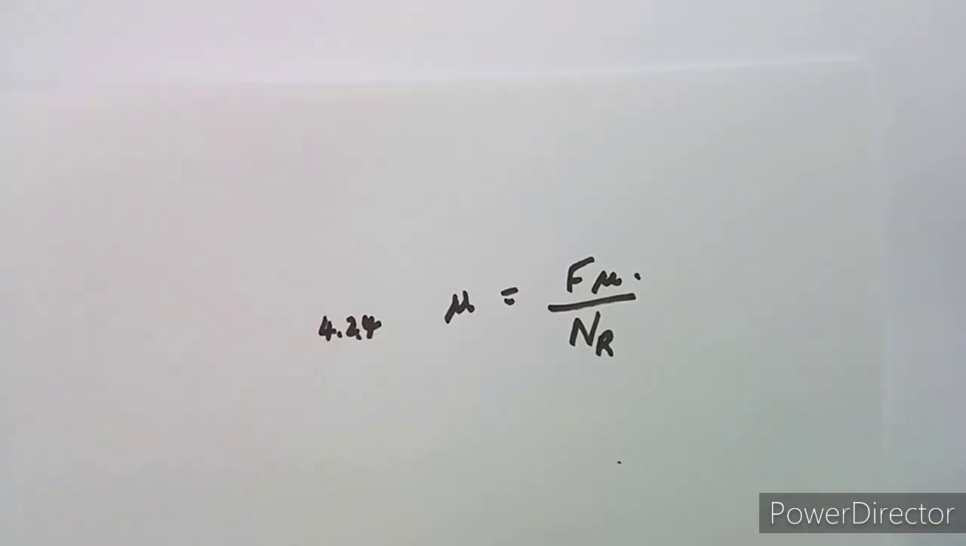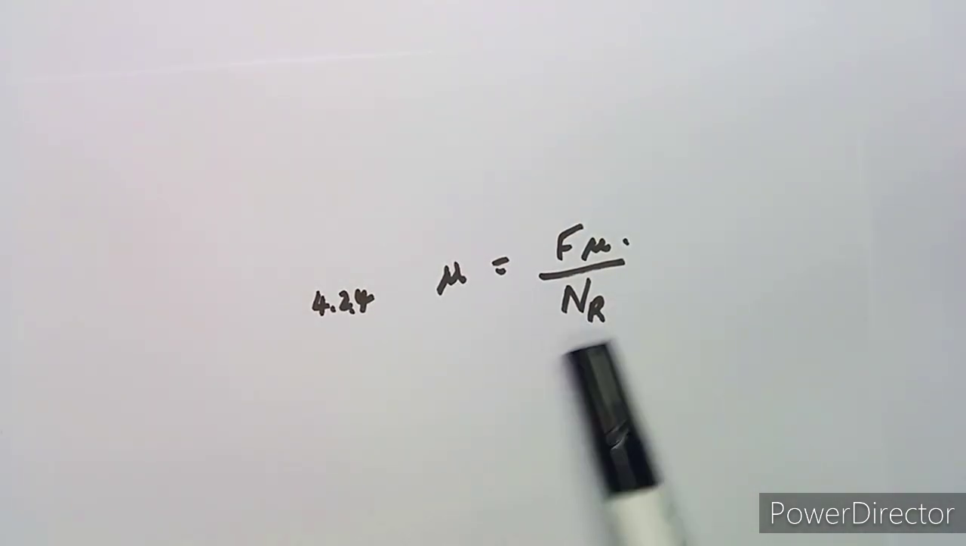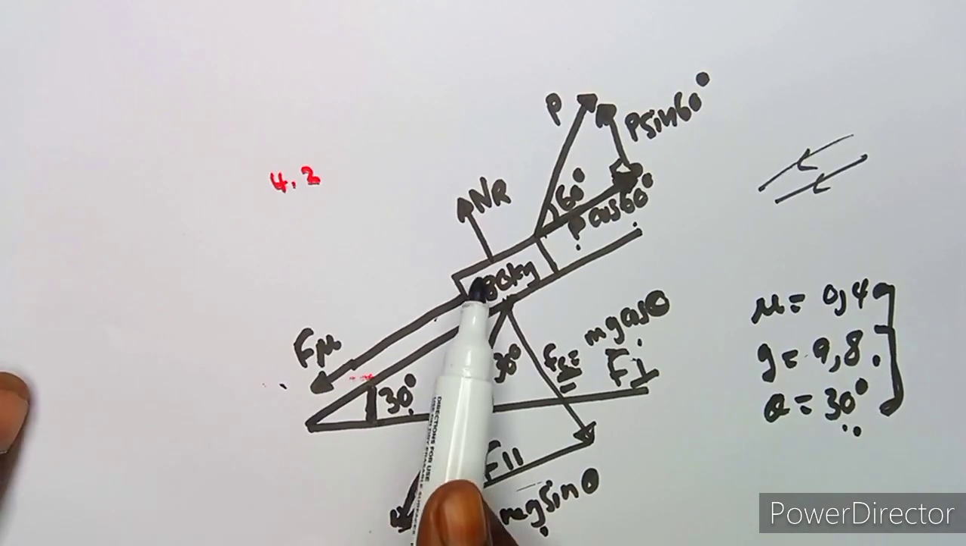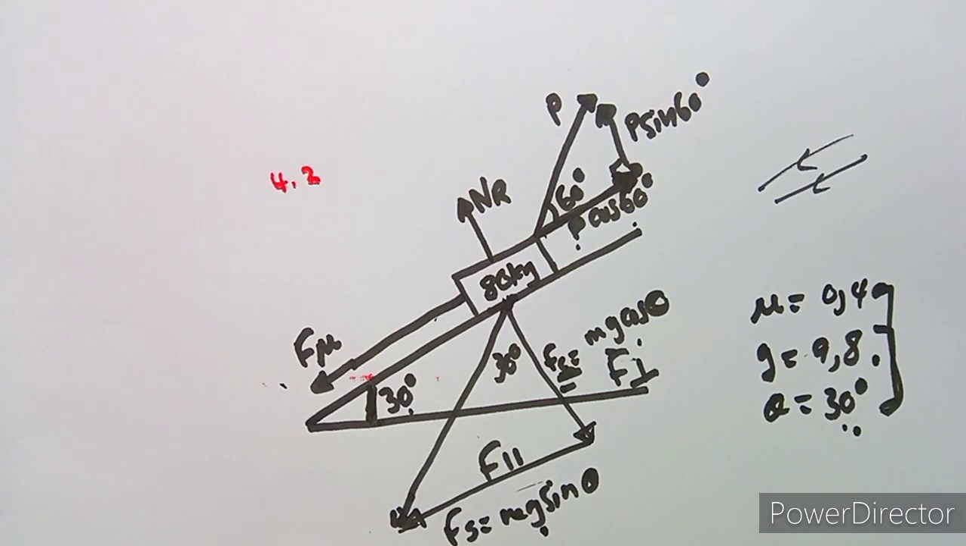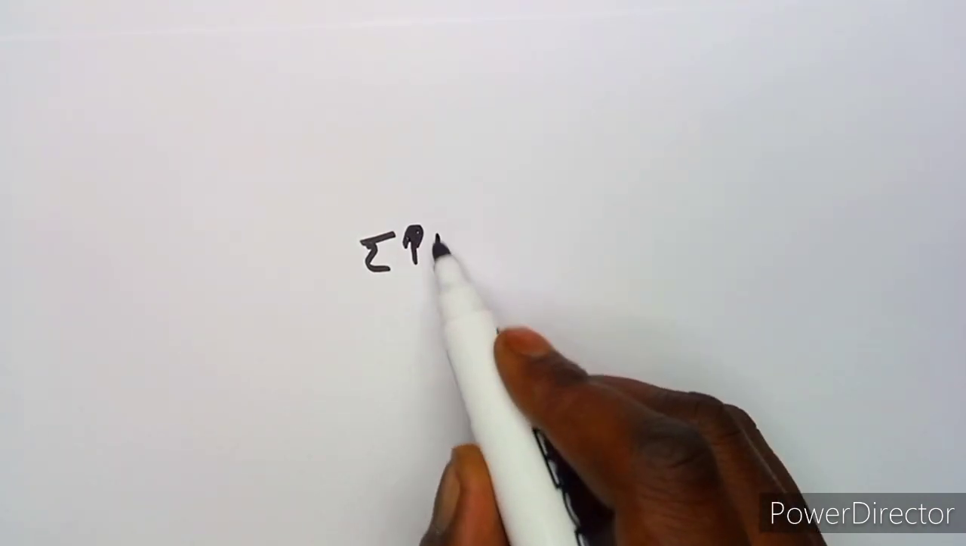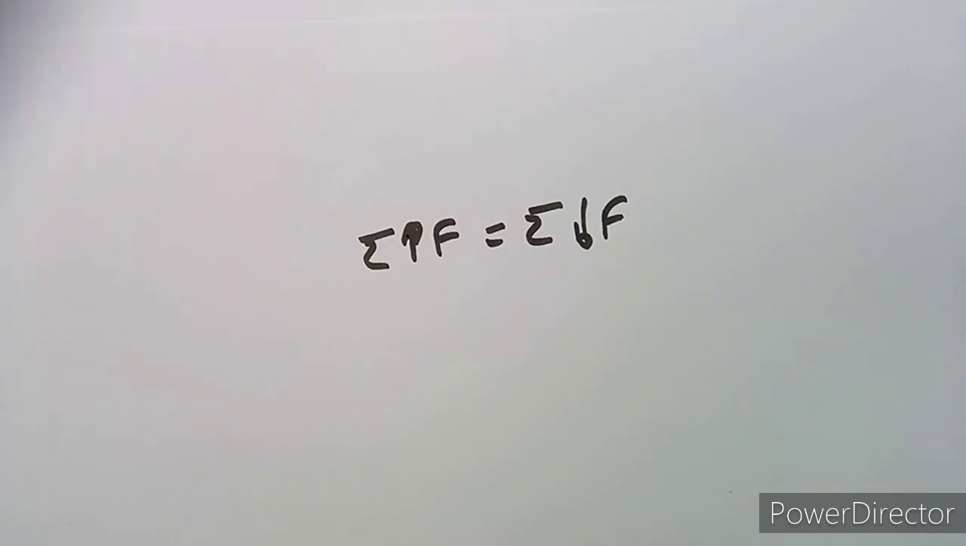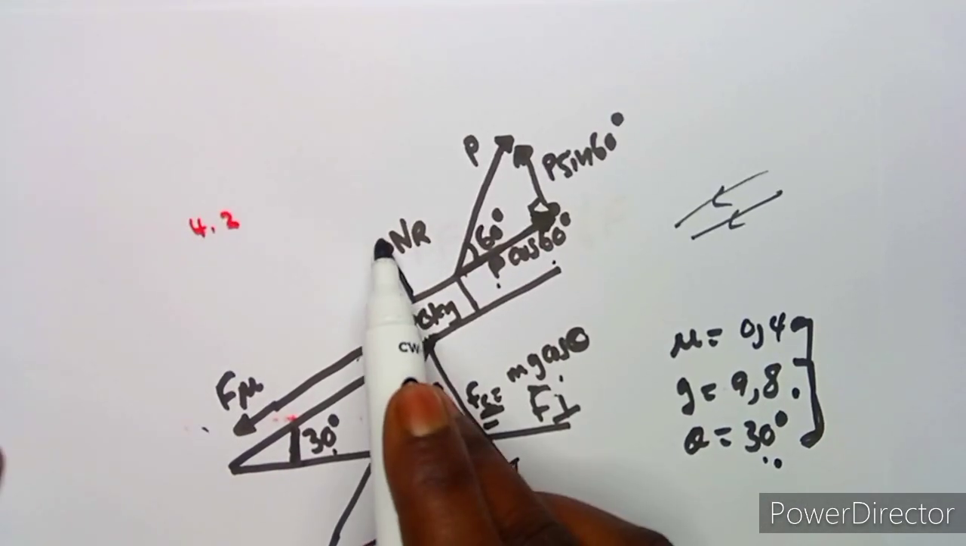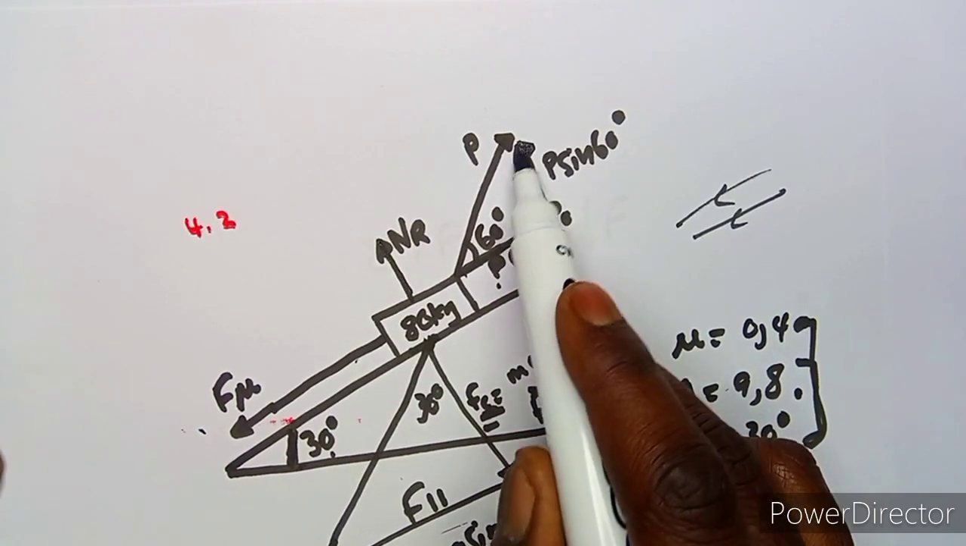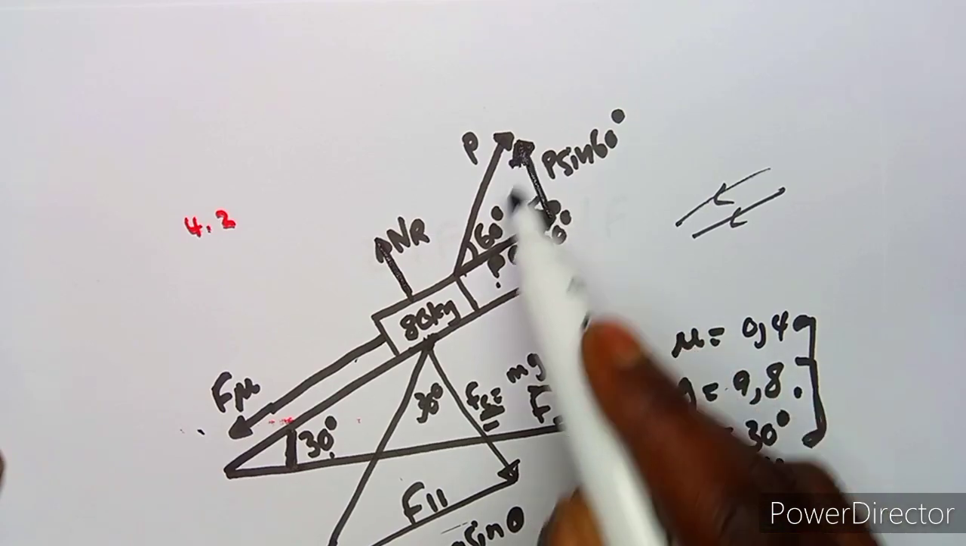As we saw here, guys, there is a need for us to have the normal reaction. But where can we find this normal reaction? If we take a closer look, it's going up. So you're going to be working with forces which are going up versus the forces which are going down, which means you're working with vertical components in this case. So the forces going up are equal to the forces going down. Which force is going up? We're talking of the normal reaction and the P sine 60. These two are going up.